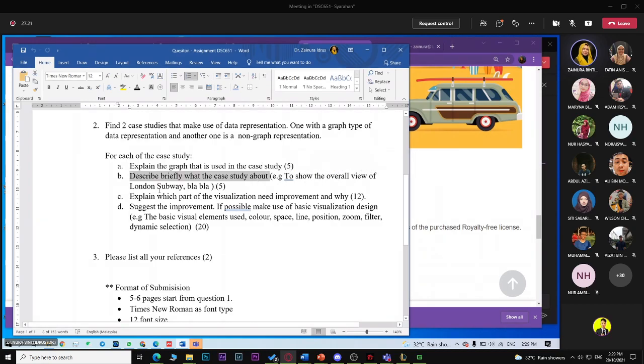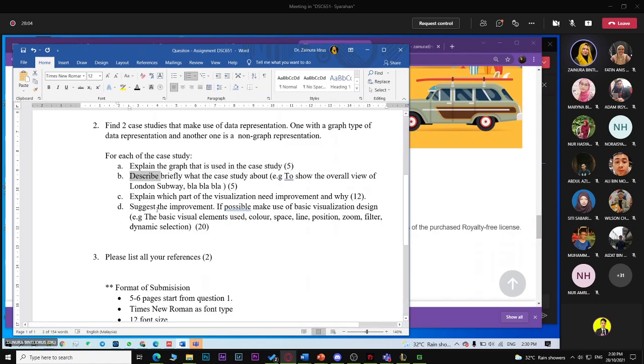To show the overall view of London subway, blah blah blah lah. I say blah blah kenapa tau? Nanti you bagi ke I satu line ni juga. Tak ada student macam tu, I bagi sampel satu ni, dia pun bubuh satu line. No, this is blah blah lagi blah blah lagi. Okay, describe briefly what the case study is about. When I say describe, I mean explanation. The case study is about to show the overall view of London subway. Lepas tu, they have how many stations, then the connection between stations and the subway punya schedule.